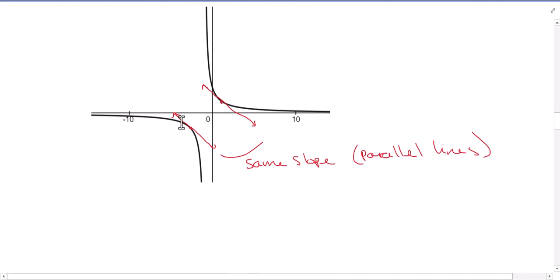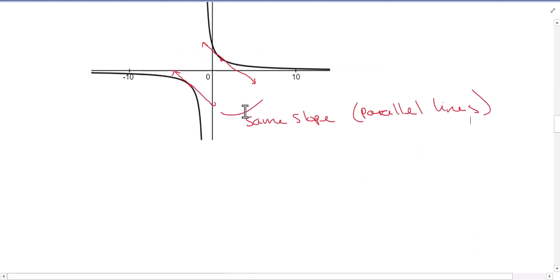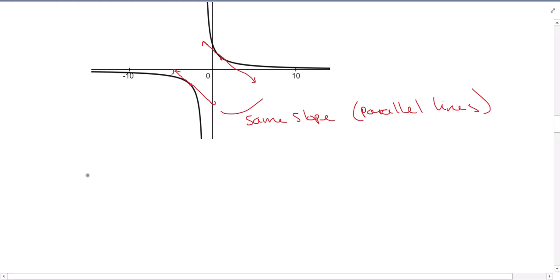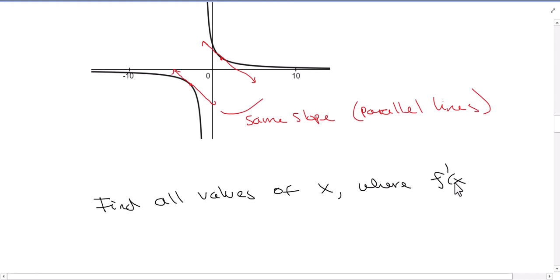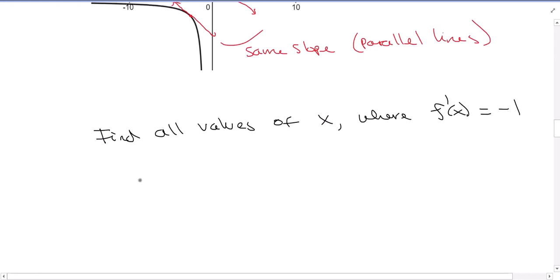For example, what do you think that slope is? Like negative 1, maybe? So one of the questions could be: find all values of x where the slope of the tangent line, the derivative, is equal to negative 1. I'm just guessing, because those lines are going down and the slope might be negative 1. So what does that mean? Well, we know f prime of x is minus 2 over x plus 1 squared, and we want the derivative to be negative 1.